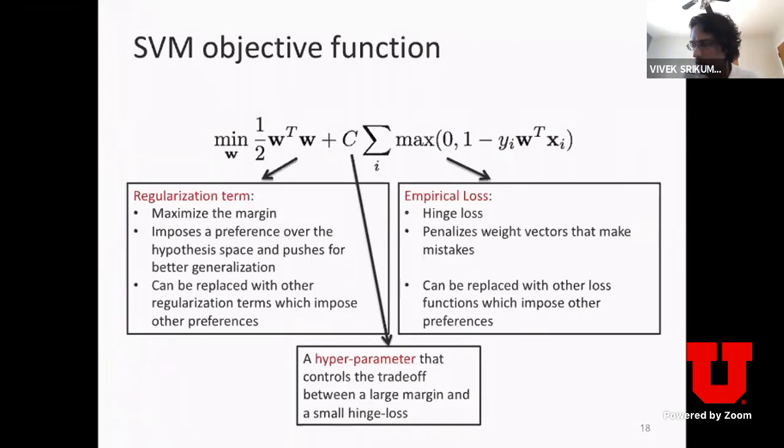Are there any questions about this? Are there any questions about this perspective on support vector machines?